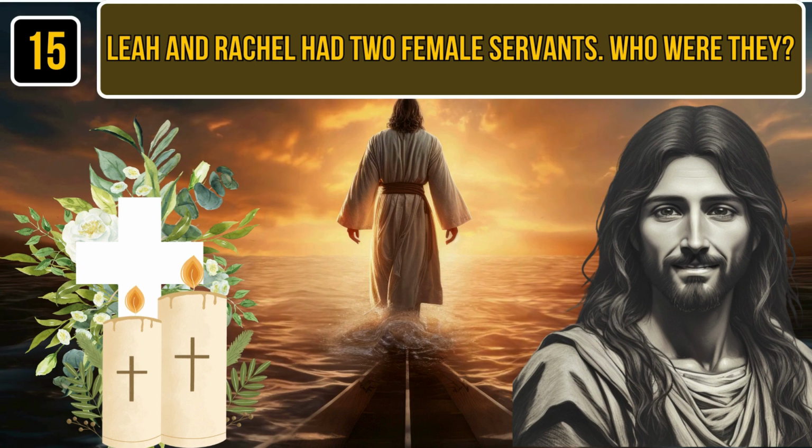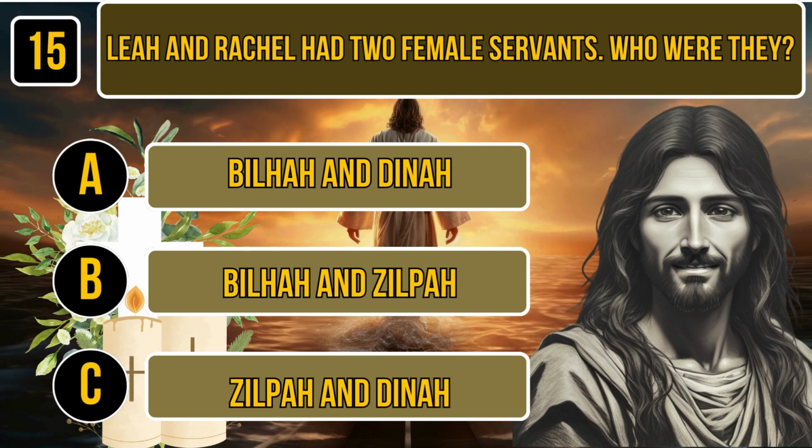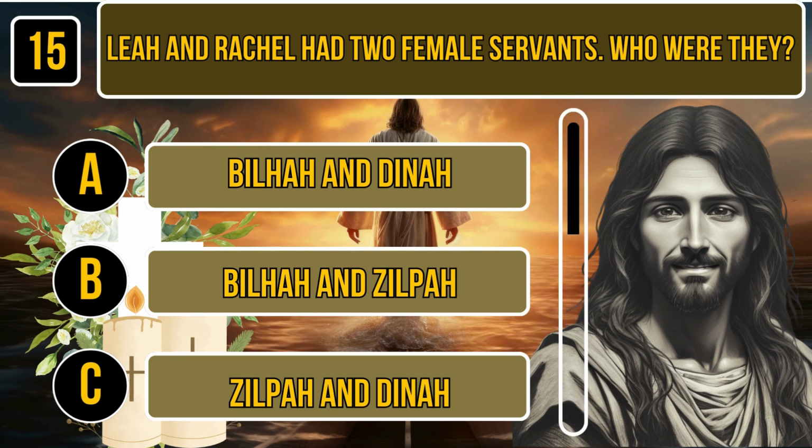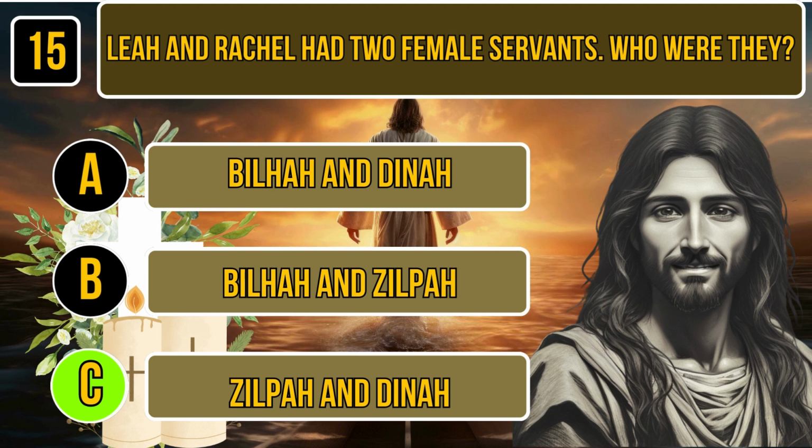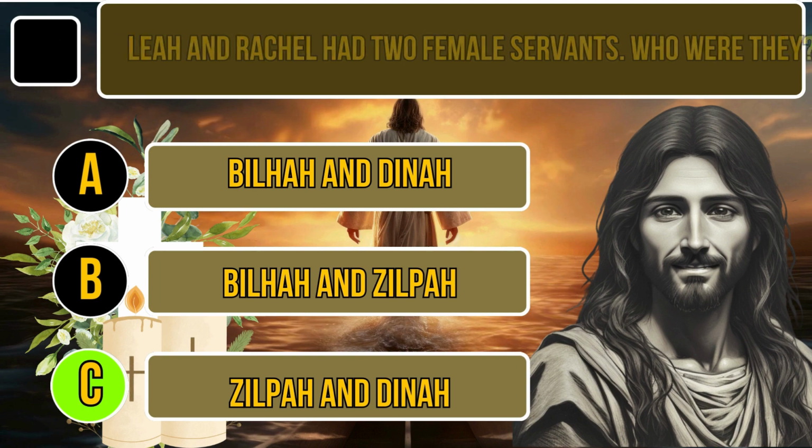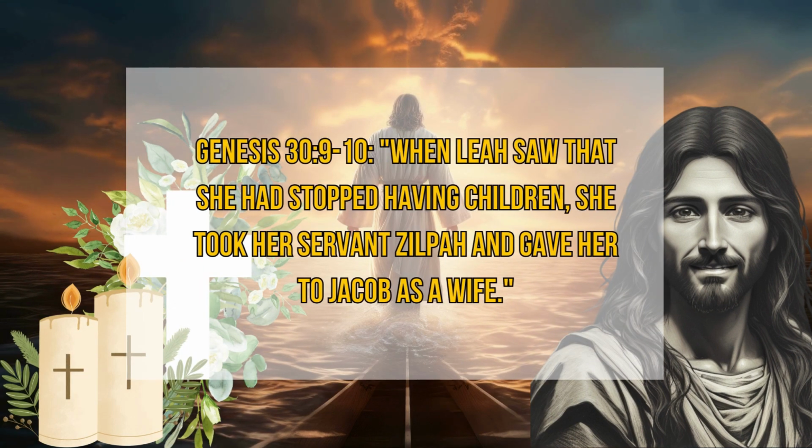Question number 15. Leah and Rachel had 2 female servants. Who were they? A. Bilhah and Dinah. B. Bilhah and Zilpah. C. Zilpah and Dinah. Time for thinking. The correct answer is Zilpah and Bilhah. Genesis 30:9-10. When Leah saw that she had stopped having children, she took her servant Zilpah and gave her to Jacob as a wife.